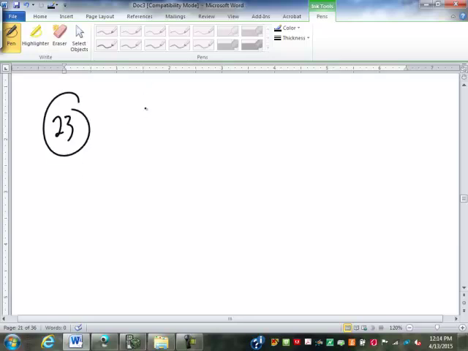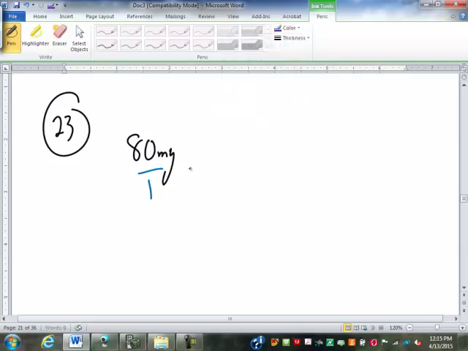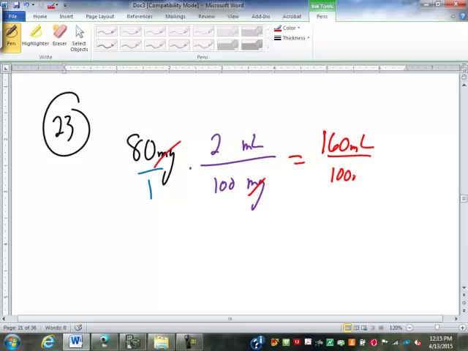Physician orders 80 milligrams intramuscular injectable solution. The vial solution has a strength of 100 milligrams per 2 milliliters on hand. So we have an order for 80 milligrams. Put it over 1. We're going to convert milligrams into milliliters. We have 100 milligrams per 2 milliliters. Milligrams cross cancel. 80 times 2 milliliters is 160 milliliters over 100. Divide that out, we get 1.6 milliliters is our answer.